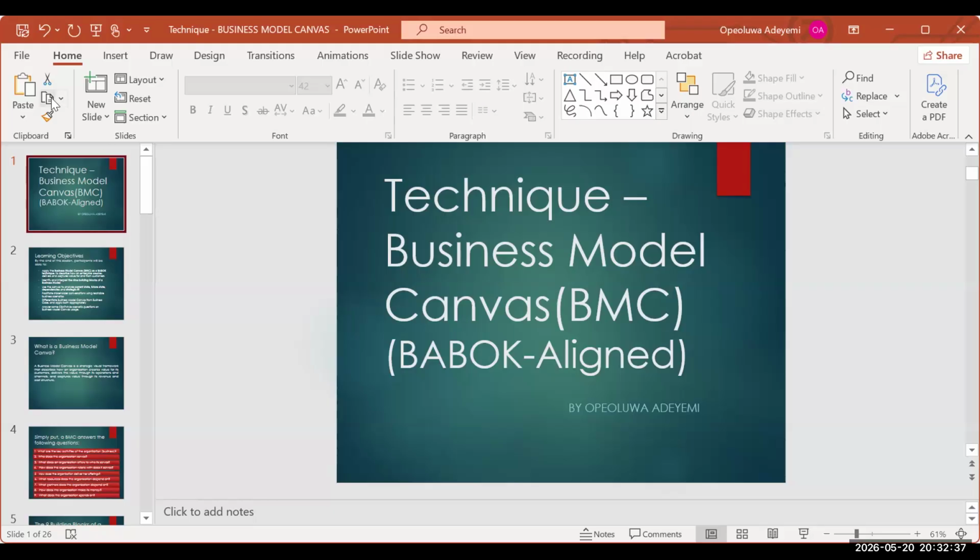Okay, so today I'll start by introducing myself. My name is Apollo Adeyemi, right? I'm a product manager and I work with Blue Chip Technology, right? Today we will be discussing the business model canvas as a technique, a BABOK aligned technique, right?